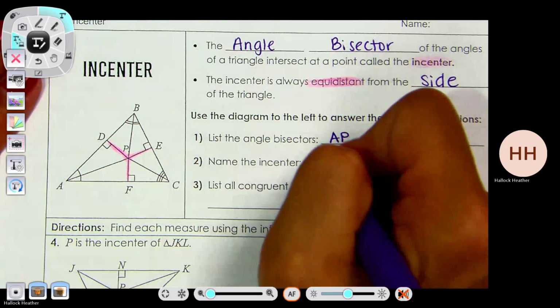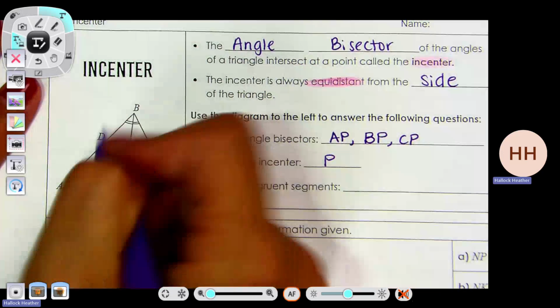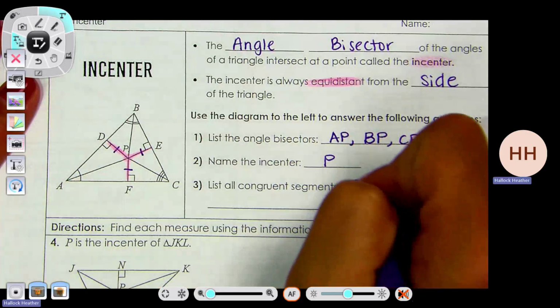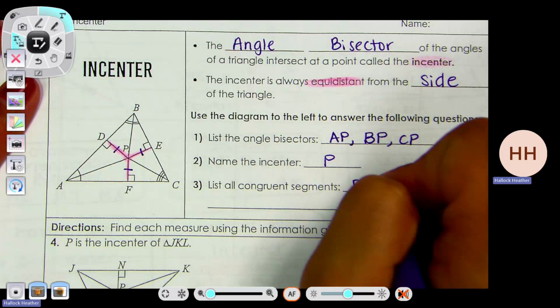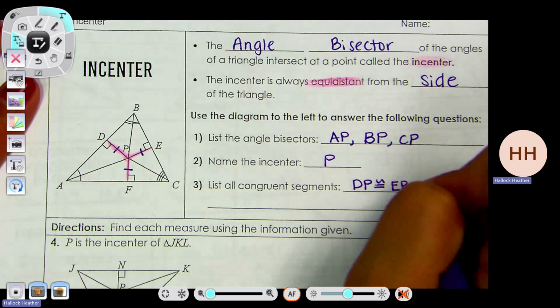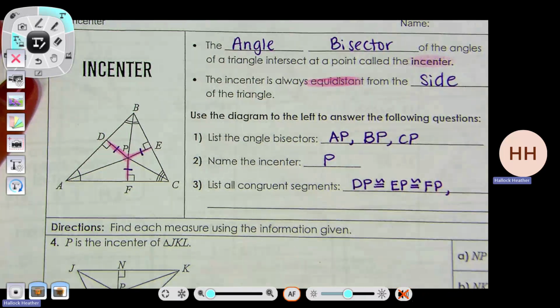P. And then we're going to list all the congruent segments, which are the pieces on the inside. So we're going to start with what we highlighted. We're going to put one tick mark here, one tick mark here, one tick mark here. So DP is congruent to EP, which is also congruent to FP. So they all match.